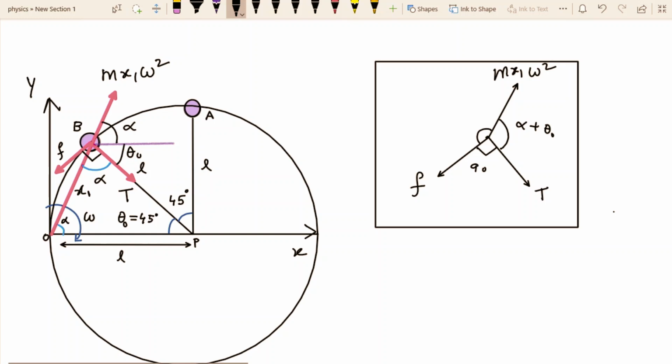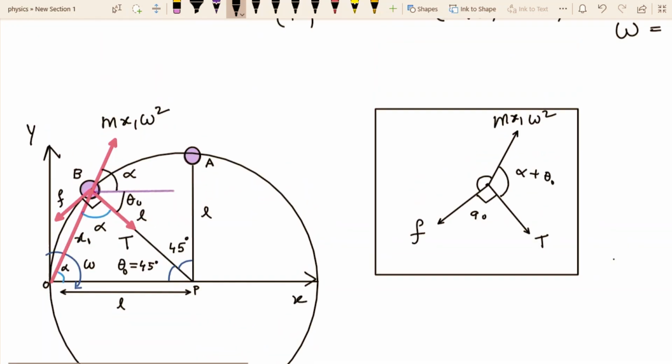So again we are following the same strategy. Here we are taking the direction of the friction, and it is acting opposite to the direction of motion tendency of the body, and it is the disc B, and the tension is acting towards the point P, and you can see the centrifugal force experienced by the disc B is clearly represented as m x1 omega square. x1 is the distance from O to B. So we are required to compute that x1 value also.